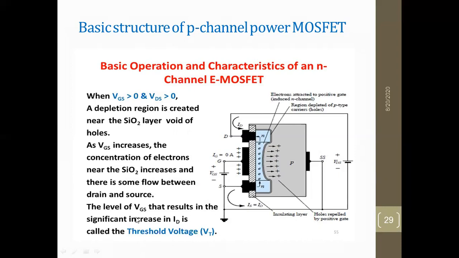Here, the level of VGS that results in a significant increase in drain current is nothing but the threshold voltage. If you observe, electrons are attracted to the positive gate side. These electrons are attracted towards the gate, the drain, which is the positive terminal. Here we applied the positive terminal, the electrons are attracted to the positive side, and this is nothing but the depletion region which is formed within the P silicon substrate.